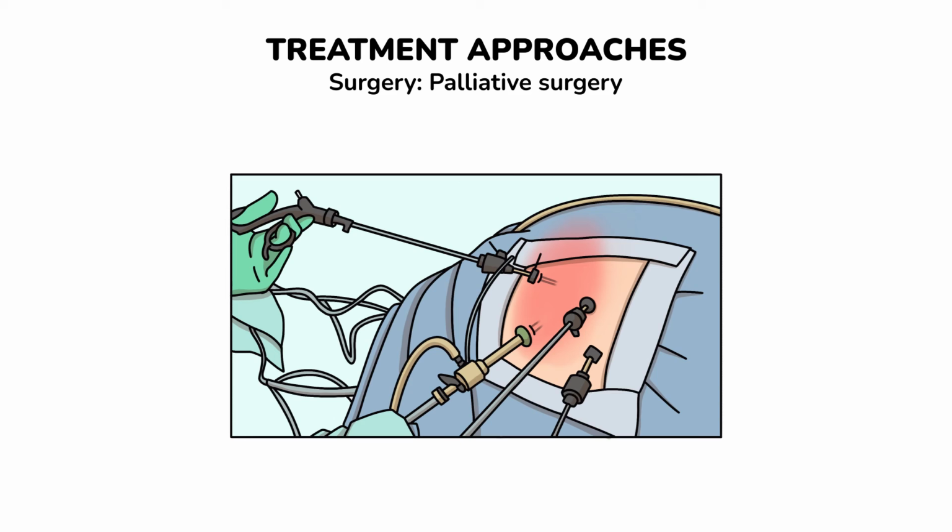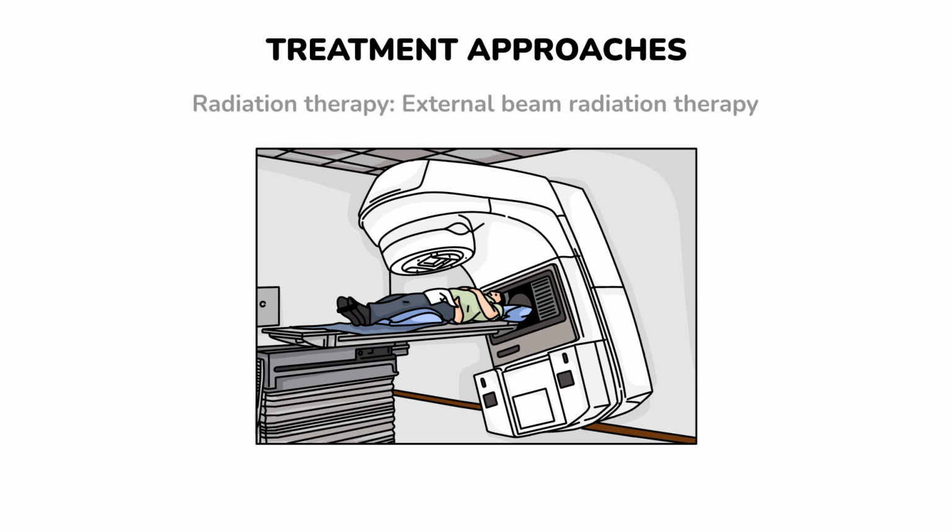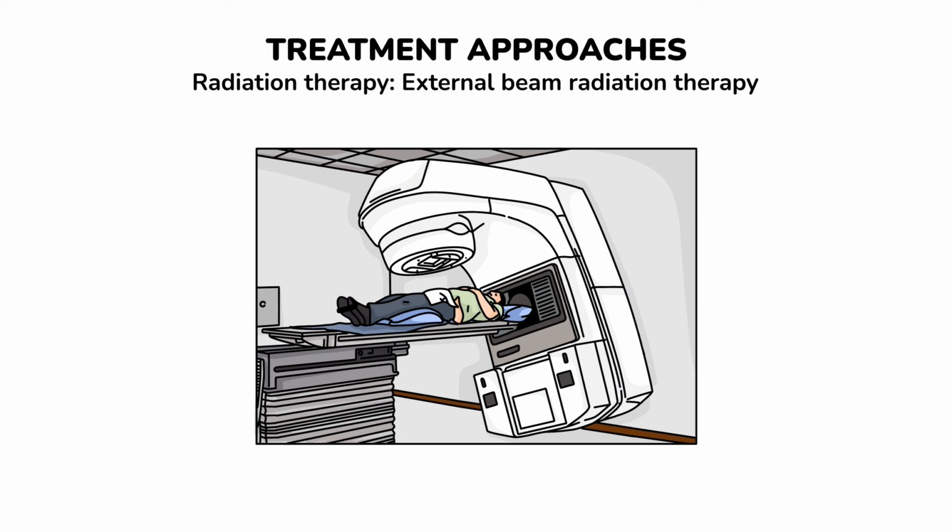Palliative surgery is done to relieve symptoms in advanced cases, such as bypass surgery to alleviate bile duct blockage. Radiation therapy. External beam radiation therapy uses high-energy rays to kill cancer that cannot be completely removed by surgery. It is often combined with chemotherapy to enhance effectiveness.